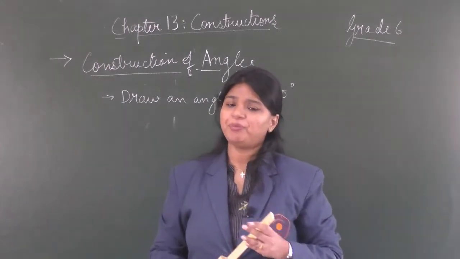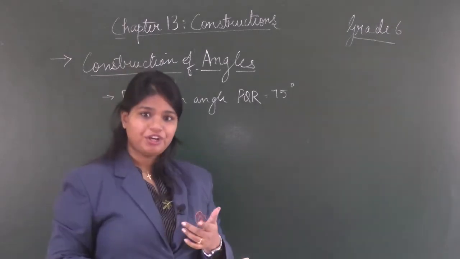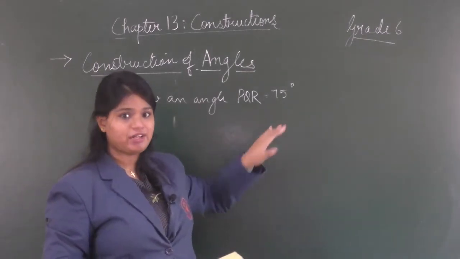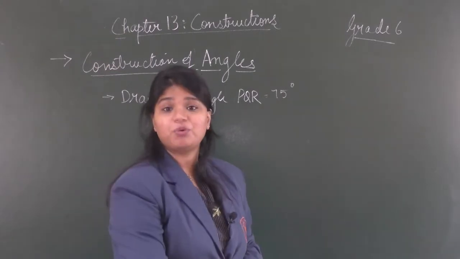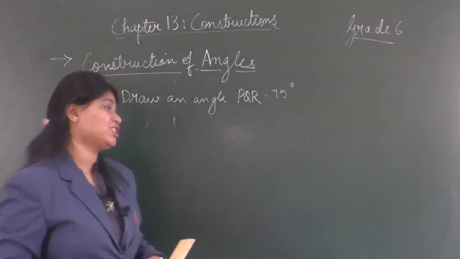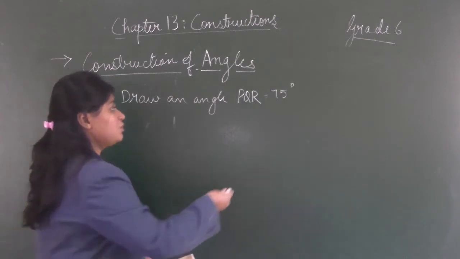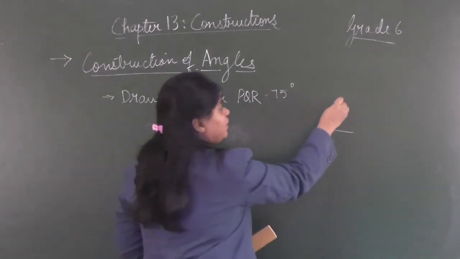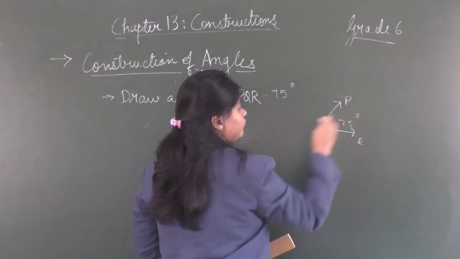Now I hope you all remember how to draw angles of the given measurement, right? So here we have a question that says draw angle PQR equals to 75 degree. Now when we have to draw an angle, what do we require? We require a protractor, yes. Now let's have a quick revision of this topic as well. Now when we need to draw an angle, first step is that you need to draw a rough sketch of the given angle. So here we have to draw PQR equals to 75 degree.